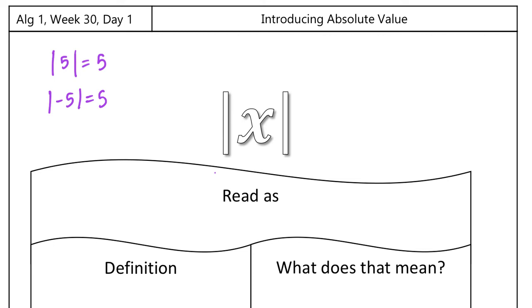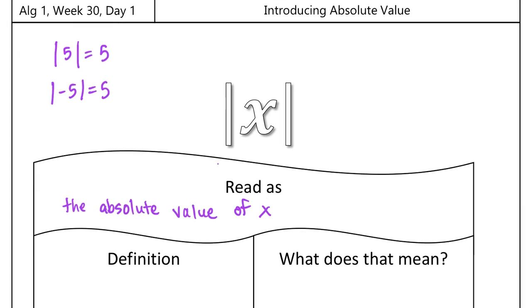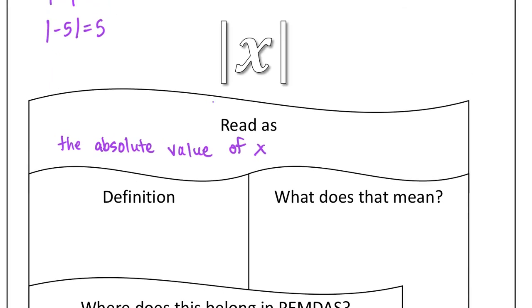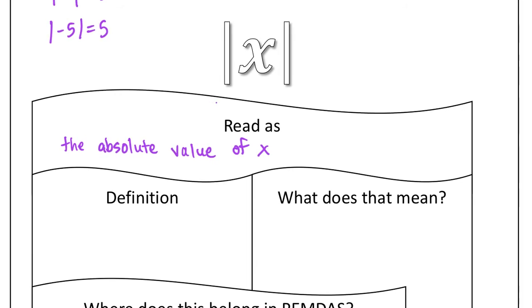So first off, this picture I have that has absolute value bars around x, we would read this as the absolute value of x. Okay, that's just how we would say it. So the absolute value of x, or whatever's inside, that's how we would read it. So then what's our definition? And then separately, I also have, what does that mean?